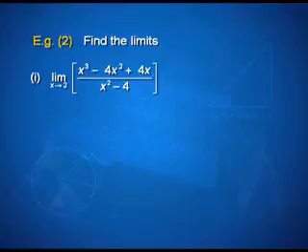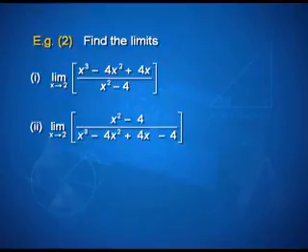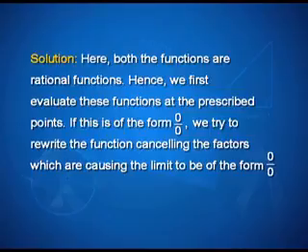Example number 2, find the limits of the functions. First question, limit of x cube minus 4x square plus 4x upon x square minus 4 as x tends to 2. And question number 2, limit of x square minus 4 upon x cube minus 4x square plus 4x as x tends to 2. Here, both the functions are rational functions.